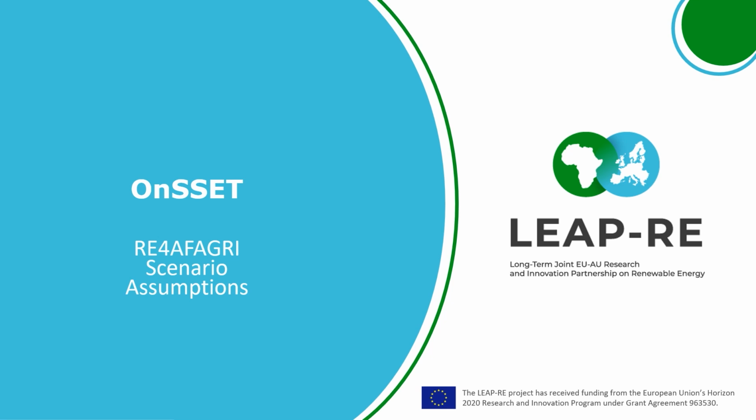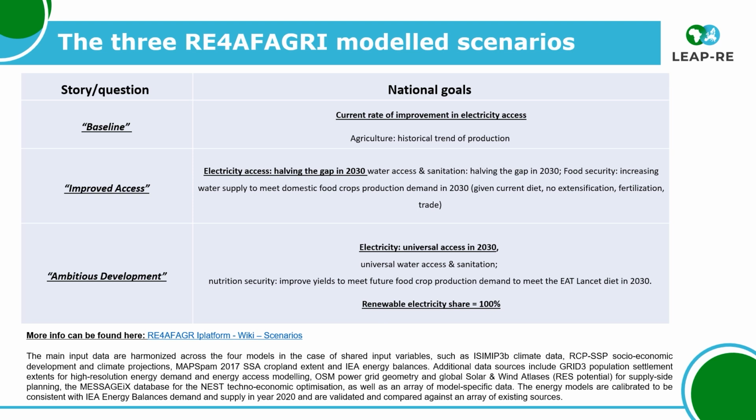In the RE4AFAGRi project, we've run several different scenarios and designed them to try to answer different questions. Here we'll quickly show you some of our assumptions for these different scenarios. We ran three main scenarios in this project. They are considered the baseline scenario, the improved access scenario, and the ambitious development scenario. Many more of these specifics of how these scenarios were designed and how their data is retrieved can be found in this link below.